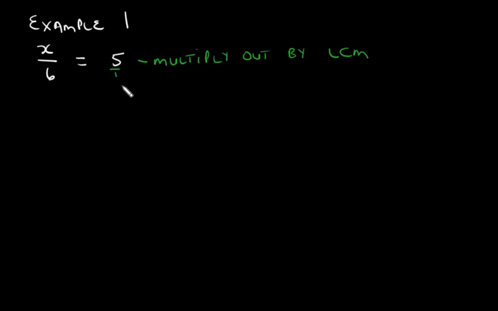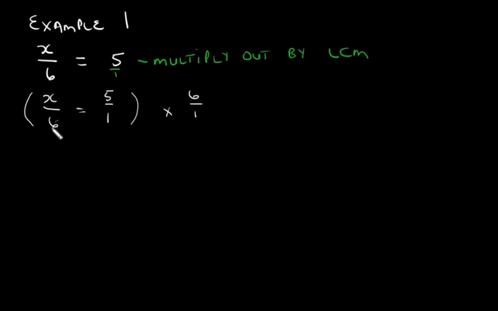Let's look at the following example. X over 6 is equal to 5. Now 5 is a whole number and the denominator is 1. So what we need to do is multiply out by our LCM. What is the LCM of 6 and 1? It is 6. Now why do we want to multiply out by 6 over 1? It's because we want to get rid of our denominator.